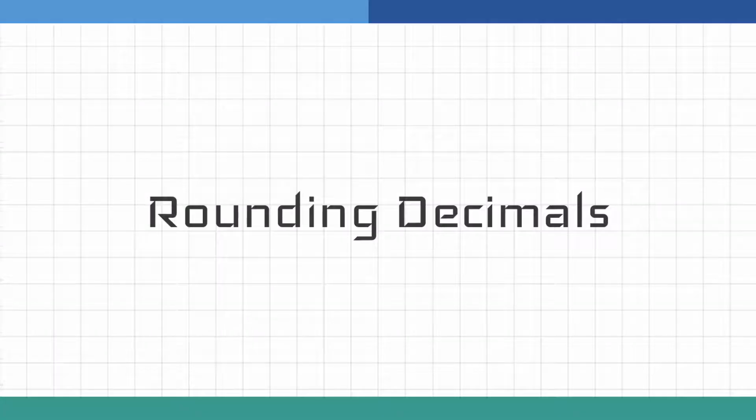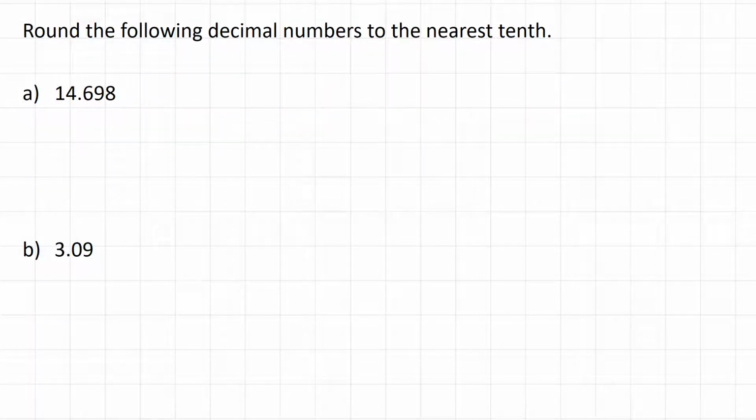Rounding decimals. In this video, we're going to go through a few examples on rounding decimal numbers. So we already learned how to round decimal numbers to the nearest whole number, and now let's look at some examples where we have to round decimals to the nearest tenth, hundredth, and thousandth place.